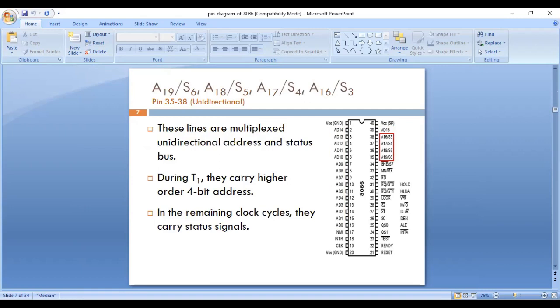Next, from pin number 35 to pin number 38, these are unidirectional, multiplexed address and status bus. They carry the address and status signals.